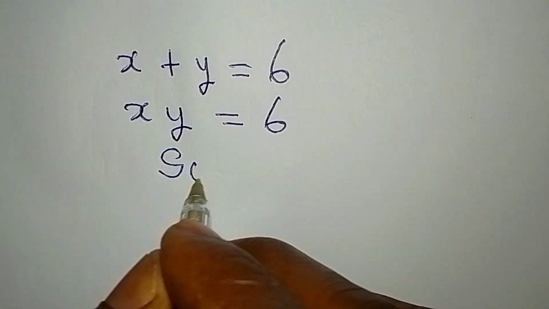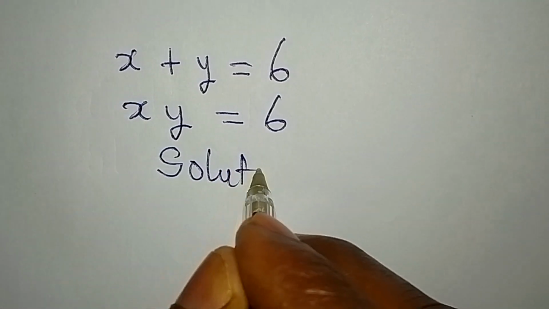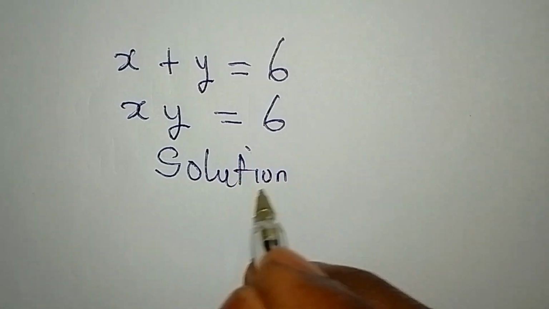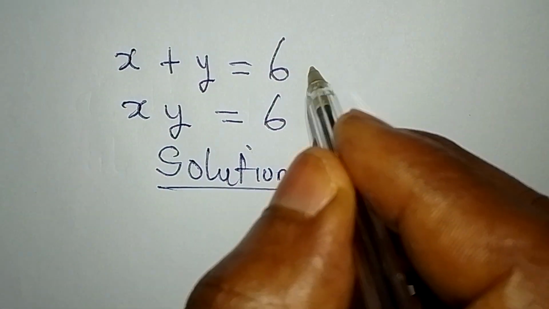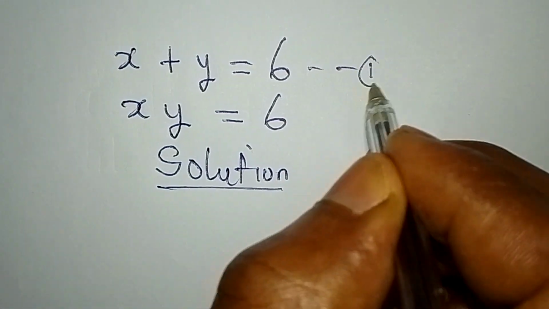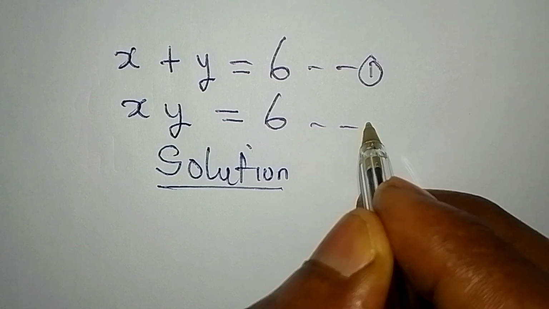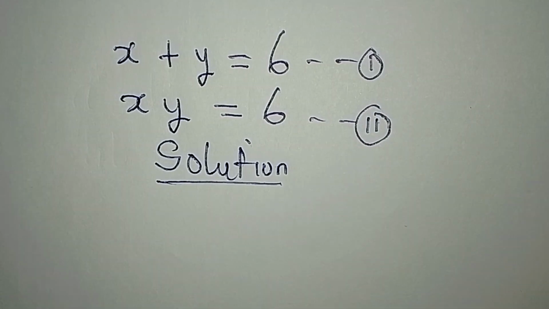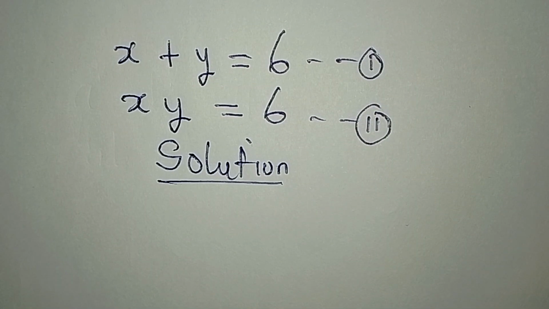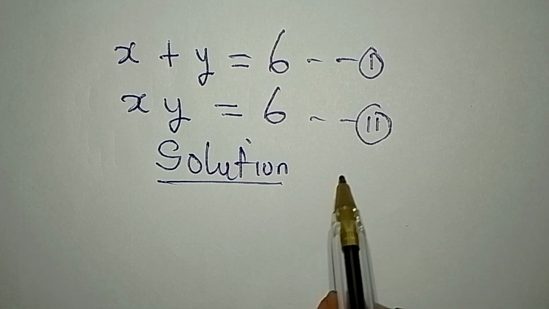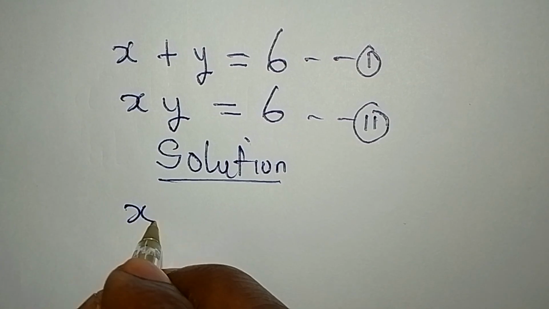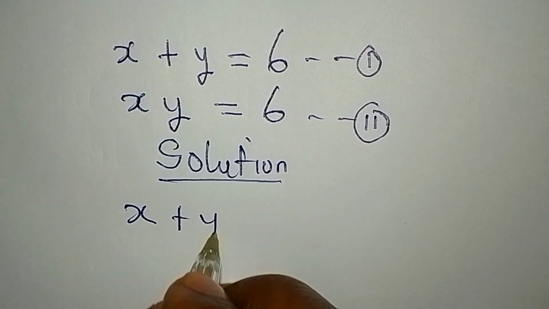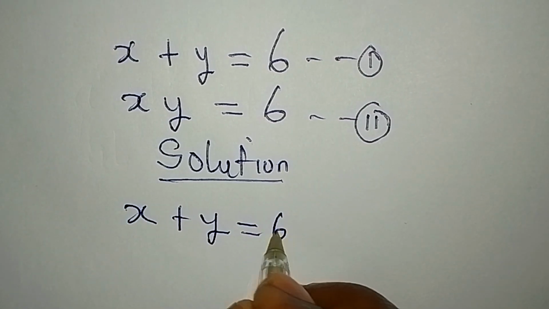Hello everyone. Let's provide the solution to this problem very quickly. We're going to call this our equation 1 and this our equation 2. We're going to solve this simultaneously, meaning that we solve both of them at the same time. Now our equation 1 is x plus y equals 6.